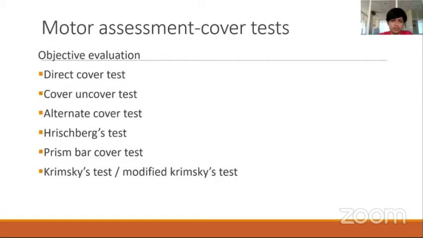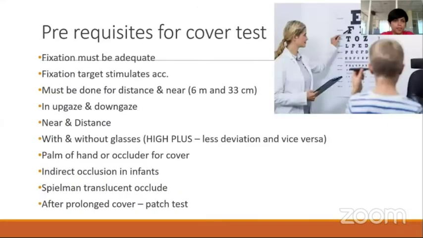The core of assessment of concomitant squint is the motor assessment or the cover tests. The cover tests are basically of 3 types. There's a direct cover test, there is a cover-uncover test, and there's an alternate cover test. Once you have determined the type of squint, you're going to measure the amount of squint, and the other tests mentioned here will help you to do that.